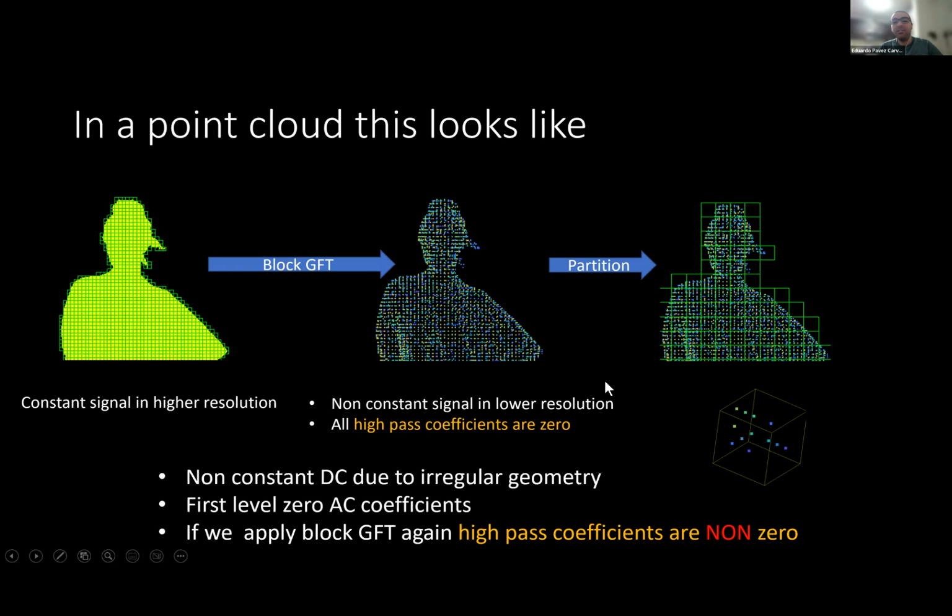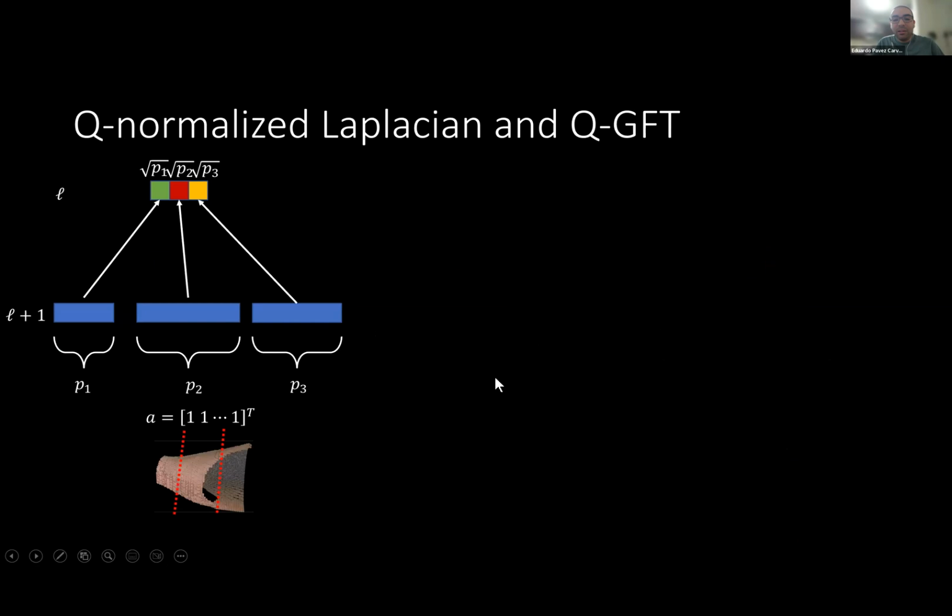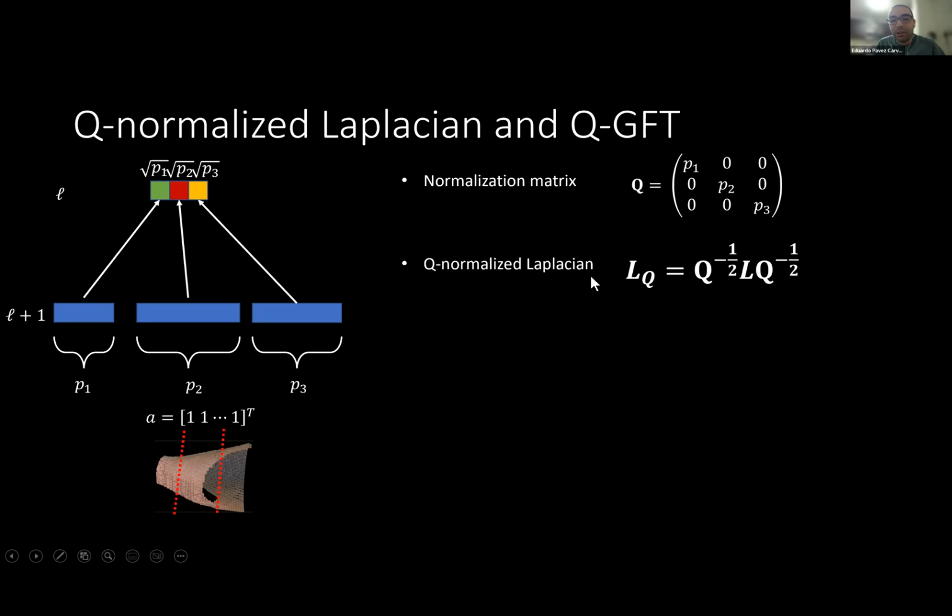So the way we solve this is that we don't use the graph Fourier transform as is. We propose a new graph Fourier transform. We start by taking this Q matrix, which has the number of points of each block on the diagonal. Then we define this thing called the Q-normalized Laplacian, which takes the standard Laplacian matrix, but normalizes it on the left and right by Q to the minus 1/2. So now the normalized Laplacian has both the spatial relationships of the points, and also the relative importances. Instead of using the GFT, we use the QGFT.